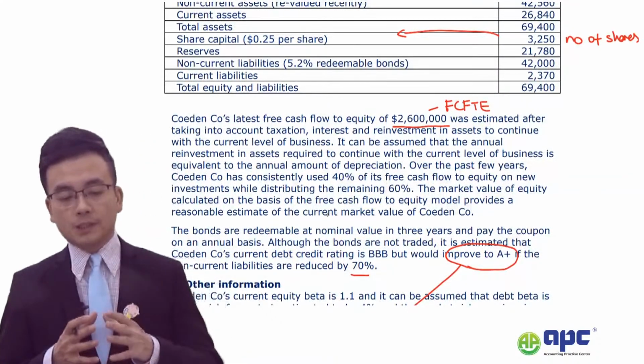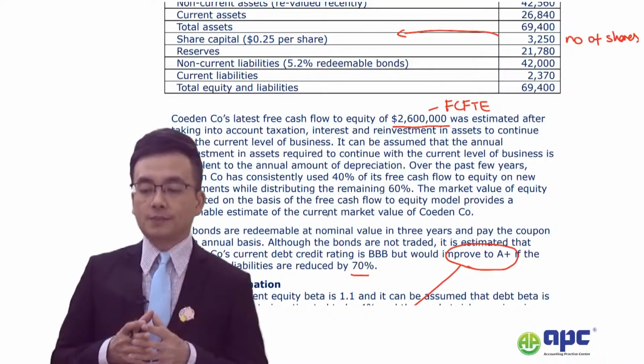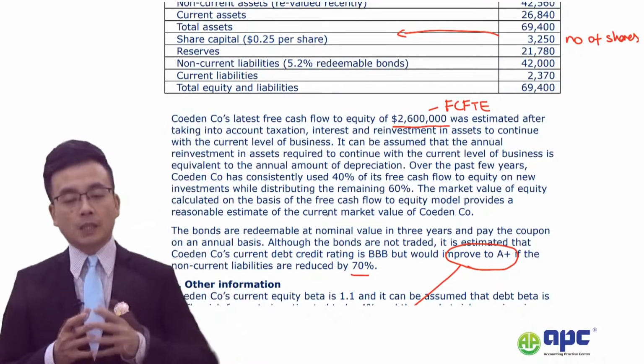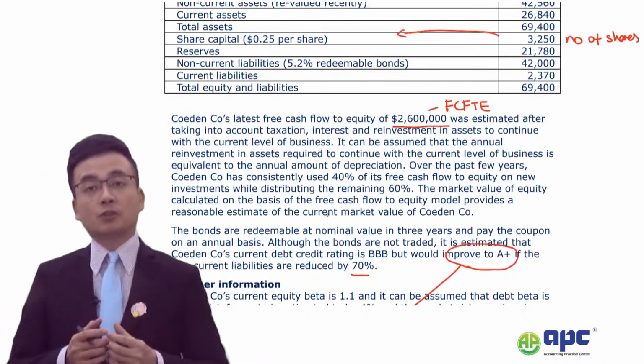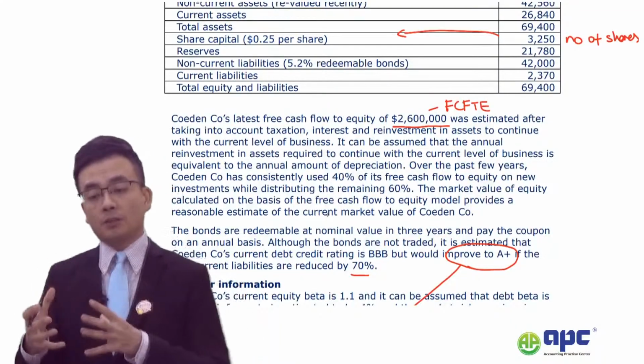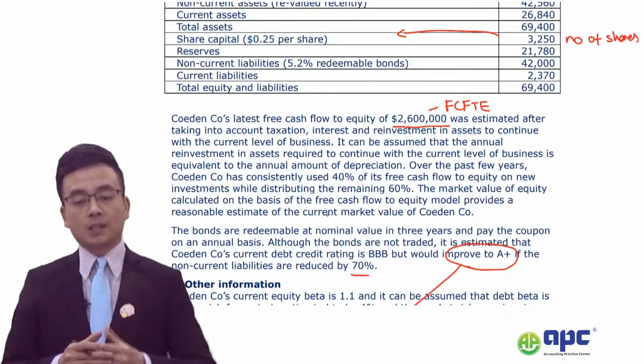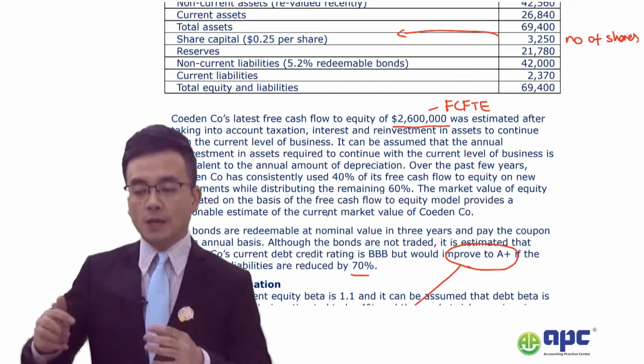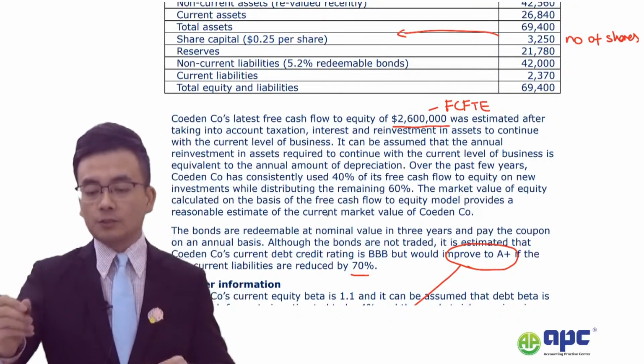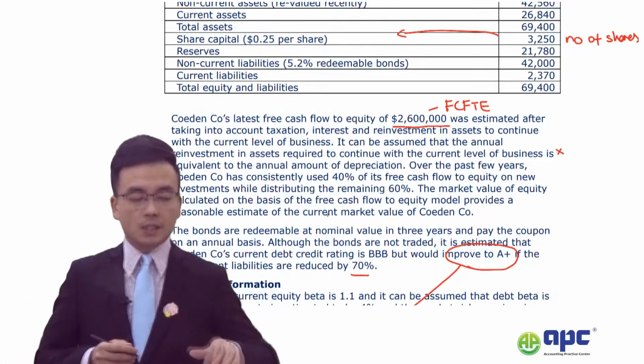It can be assumed that the annual reinvestment in assets is equivalent to the annual amount of depreciation. So this means that we need to add back depreciation but also subtract the reinvestment. There'll be no impact on the free cash flows to equity in this case.